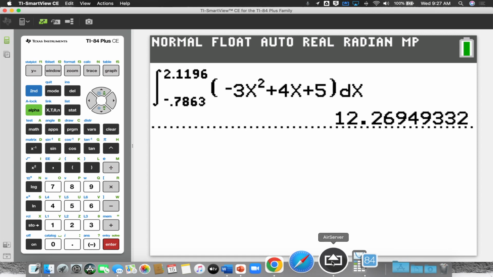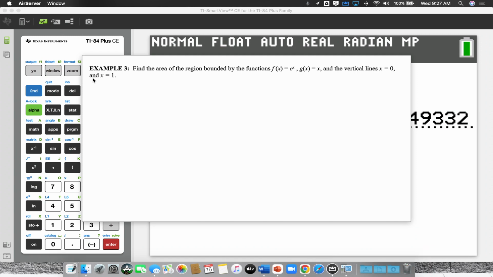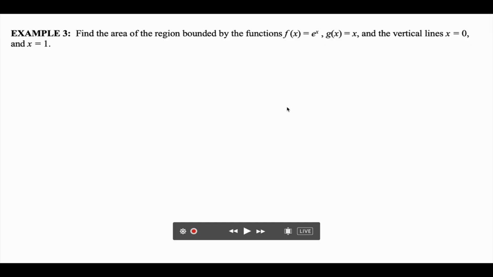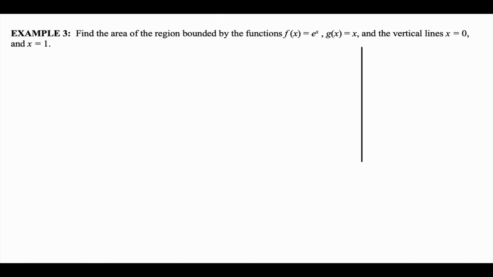Okay, so let's look at number 3. It says find the area of the region bounded in between the functions f and g. So f of x is e to the x. g of x is x. The vertical lines x equals 0 and x equals 1, so in between those. All right, so let's draw a picture. First thing we're going to do is draw a sketch. It's not going to be perfect, but at least it'll give us a visual of what we're doing.